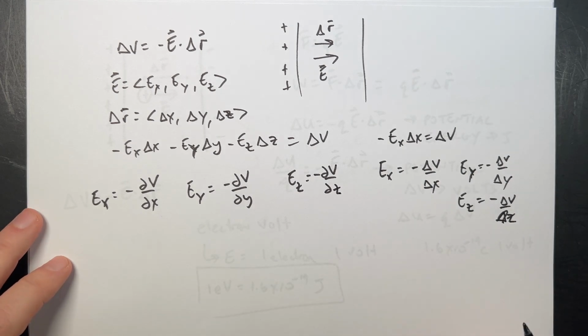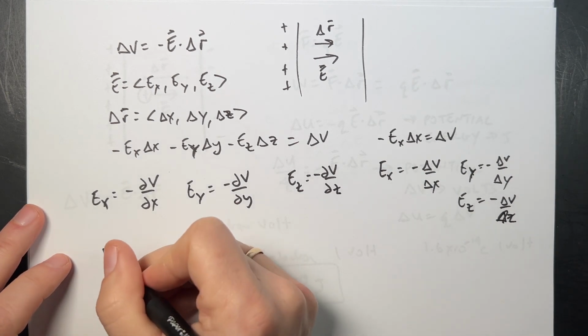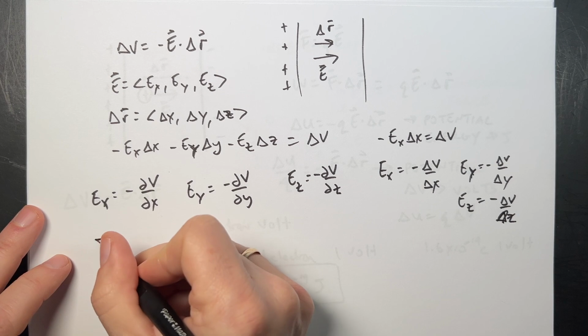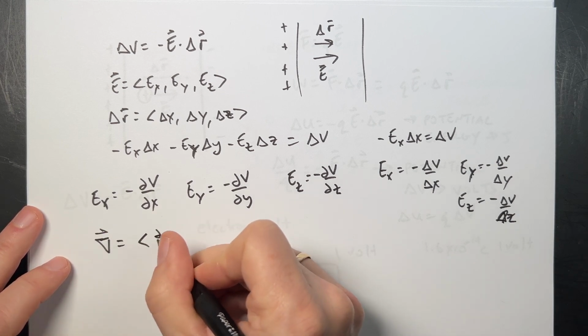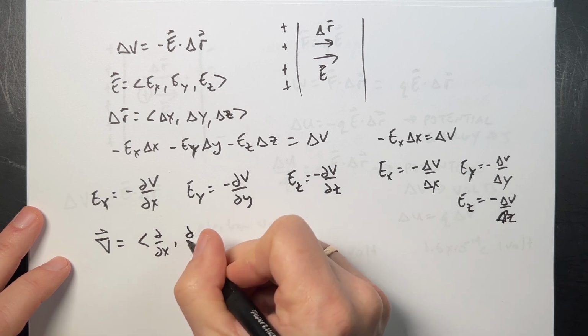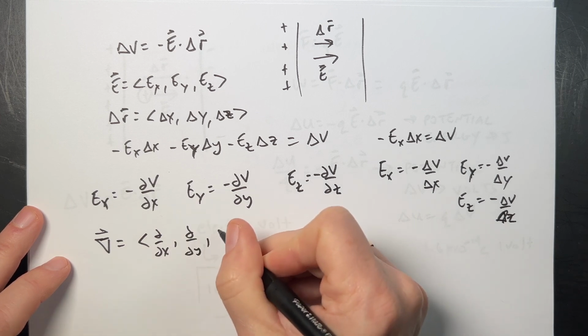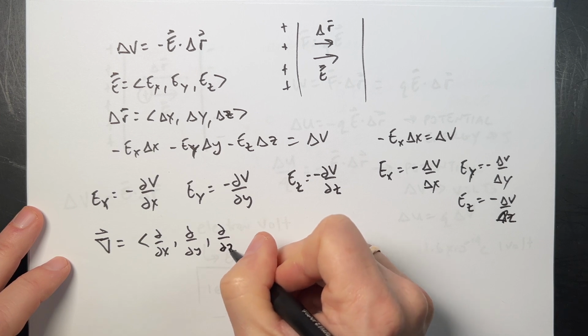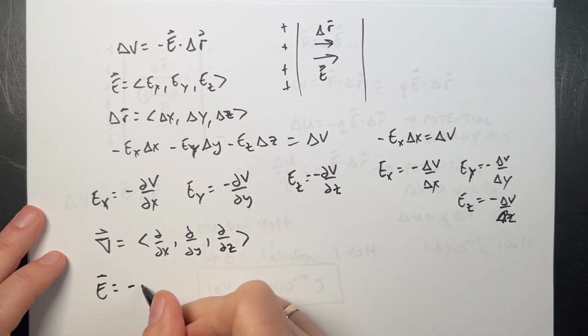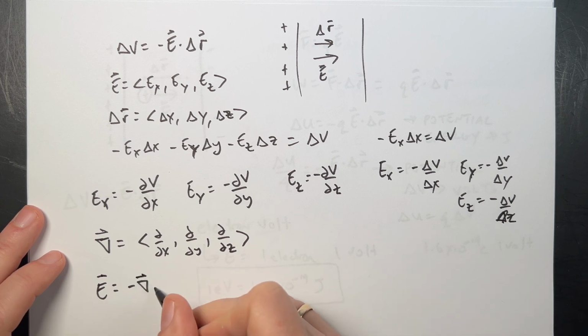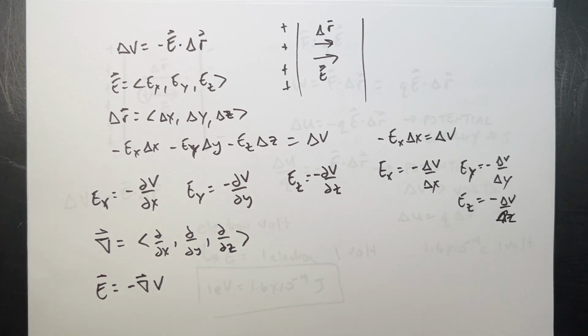And we can actually write this in a really cool way using the del operator. It looks like this. We'll use this later. Del is the vector: partial with respect to x in the x direction, partial with respect to y in the y direction, partial with respect to z in the z direction. In that case, E, the vector, is negative del V. And we're going to come back to that later.